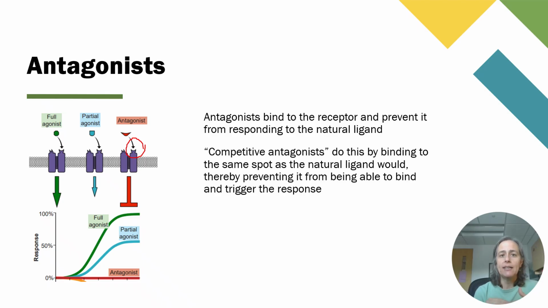One type of antagonist is what's called a competitive antagonist. A competitive antagonist is going to specifically bind to the same spot that the natural ligand or agonist normally would. So that's actually what's shown in this diagram here. They're showing it would bind to the same spot. And then it prevents the natural ligand or agonist from being able to dock and land on that receptor. Therefore, it can't trigger the response.